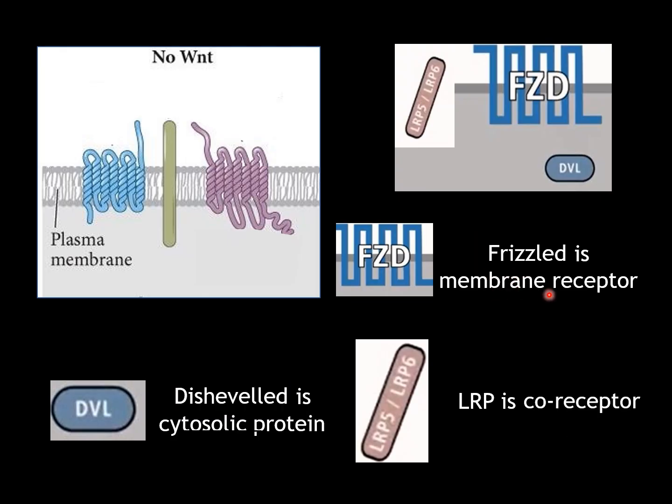Okay, Frizzled is a membrane receptor. Dishevelled is the cytosolic protein, and LRP is a co-receptor because it's helping the other ones to hold the Wnt binding element. So hopefully this was clear. Let's go with another exercise.